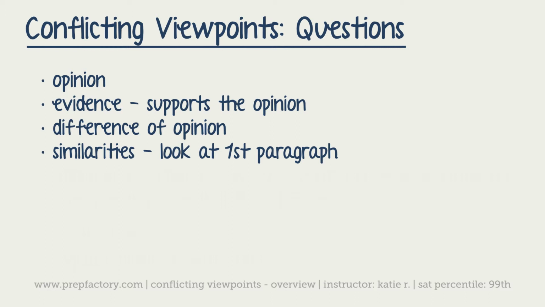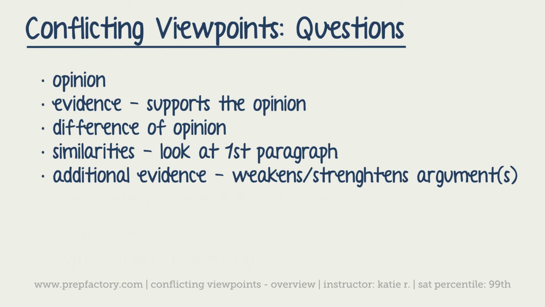The next thing is one of the harder types, which is they'll give you different pieces of information that are not in the passage, and they'll ask you which of the following, if true, would strengthen or would weaken the argument of, and they can say both authors or just author 1, just author 2, etc. Okay, and the last type of question that is a conflicting viewpoint sort of question is where they will give you some information and then they will ask you how the scientists would interpret that information.